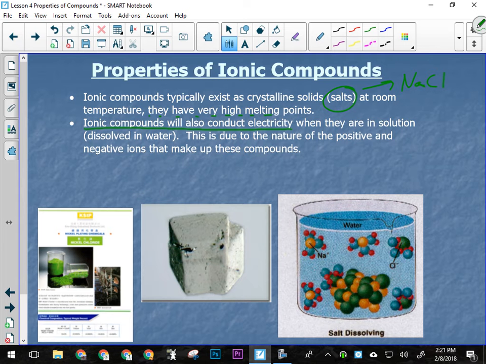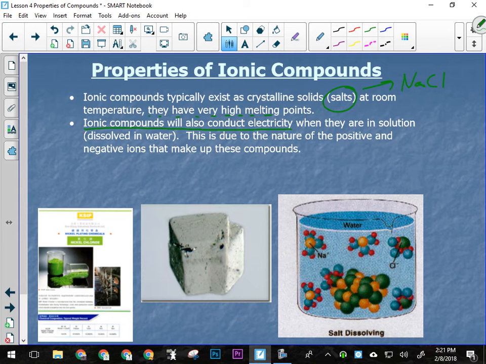Can't you remake salt water by just heating the bottom? Pardon me? Like, can't you remerge it though? Because like in salt water. Oh yeah, if you evaporate all the water off, they'll recrystallize, yes. But when they're in solution, that is, they're dissolved, they dissociate. Okay, and that's what allows them to conduct electricity.